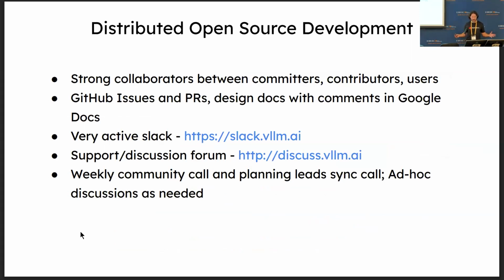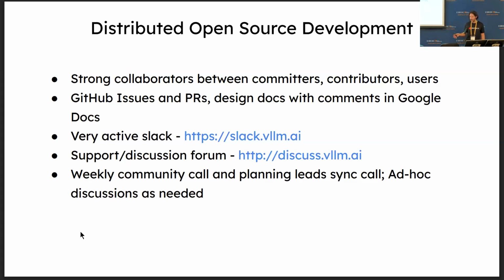It's run as a distributed engineering organisation. I know the whole topic of this event is open source, but I think we embody that with the way we collaborate. Everything's done through GitHub issues and PRs. We have design docs in Google that everyone works on together.